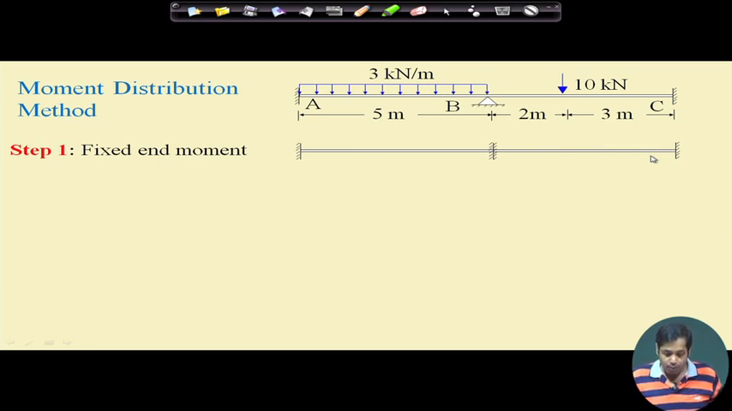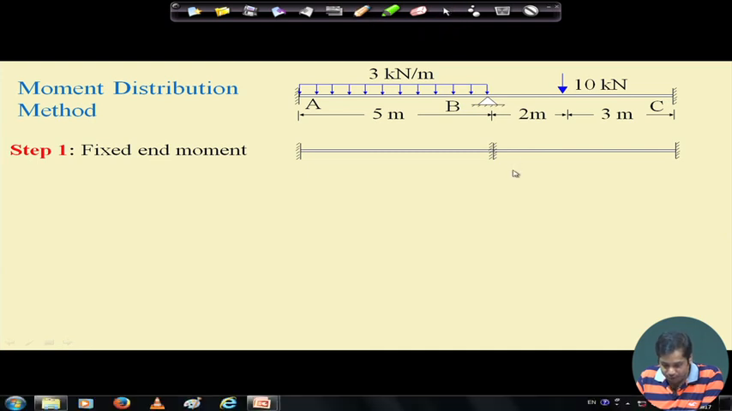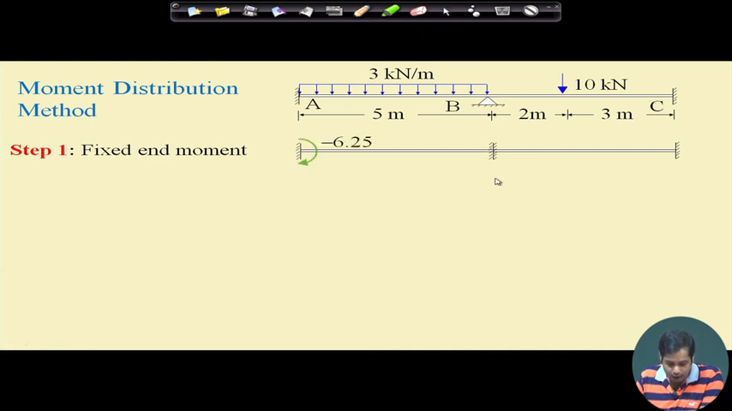Now the primary structure is subjected to the external load, and because of this external load we will have some moments at the ends. Those moments are called fixed end moments, which we discussed last week. So what will be the fixed end moments for this? In this case it is minus 62.5. We know how to calculate fixed end moments. For this case it will be WL square by 12. For different loading conditions we know how to calculate fixed end moments.